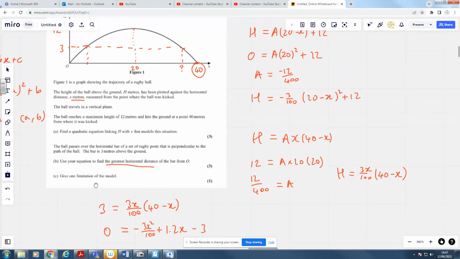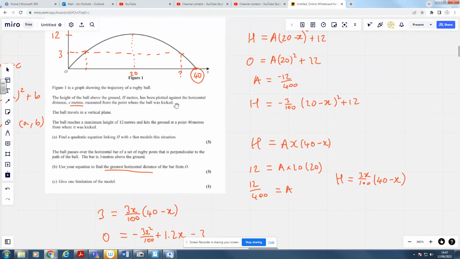A limitation of the model: it's treated the rugby ball as a particle. We need to consider the dimensions of the rugby ball, which means it might fall shorter than that and might not fly over the post, for example. There's one limitation. Has it considered wind or anything like that? It's assumed it's going in a straight line. There are many limitations of a model like that, many which you can give anyway.